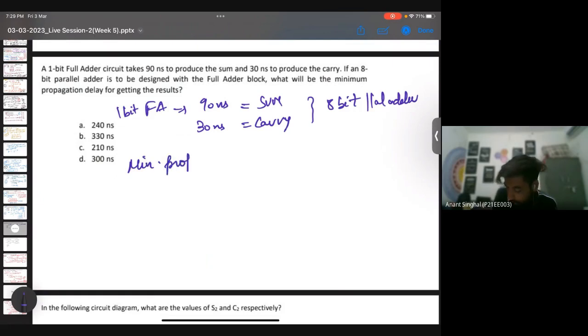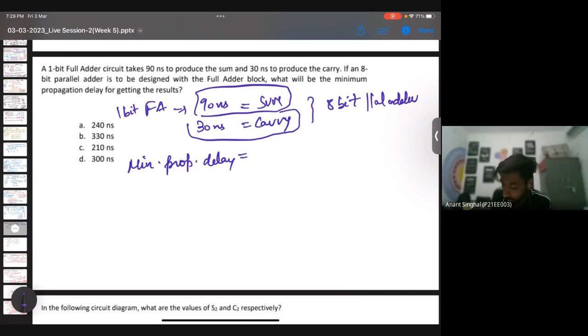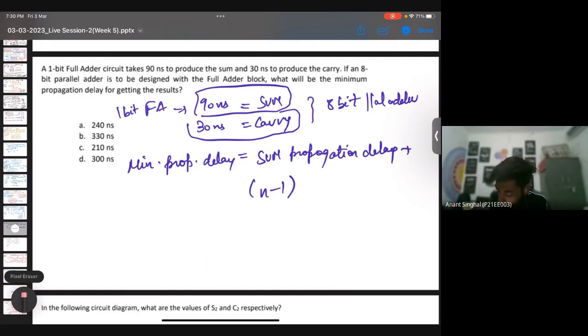Okay, so this is a shortcut problem also. As soon as you see that the propagation delay of sum is greater than that of carry, you can directly use the formula that the minimum propagation delay will be nothing but the sum propagation delay plus whatever the number of parallel bit adders they were using. So it was an 8-bit parallel adder, so it will be n minus 1. So I'm writing the general formula, then carry generation delay.